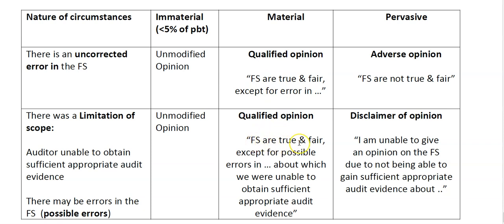And down here, it's the same thing. You're saying the financial statements are true and fair, except for this area about which we're unable to gain information. So financial statements are true and fair, except for possible errors. And it's important to say possible errors, about which we're unable to obtain sufficient appropriate evidence. So for both types of qualified opinion, the auditor is saying, yes, you can rely on most of the accounts, except for these certain areas.